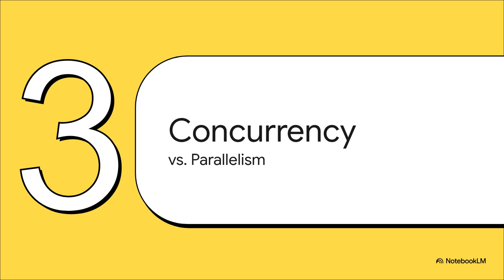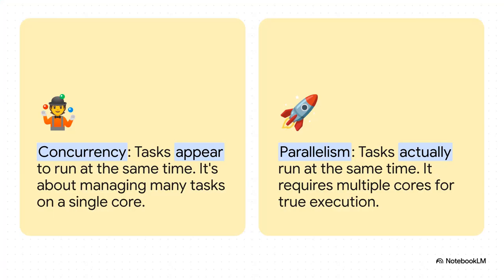Now, this ability to run multiple threads at once unlocks two really powerful concepts that people get confused all the time: concurrency and parallelism. They sound kind of the same, but trust me, the difference between them is absolutely fundamental. Okay, here is the absolute key difference.